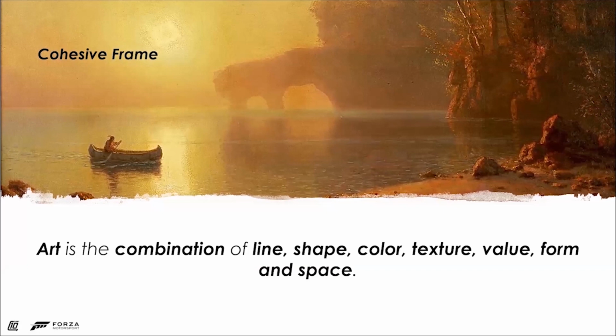So yeah, just talking about the cohesive frame. None of this is new. These are all core values that everyone knows about in art, but we tend to forget. It is a combination of all these things: line, shape, color, texture, value, form, and space. It's easy to forget them, but they're just as important in CG as they are when you're doing a painting.